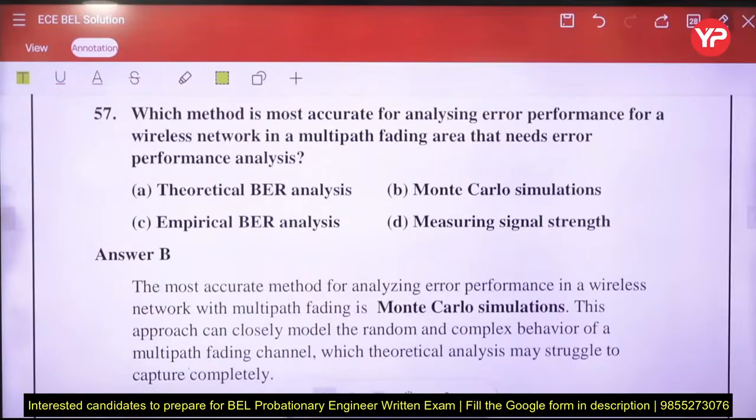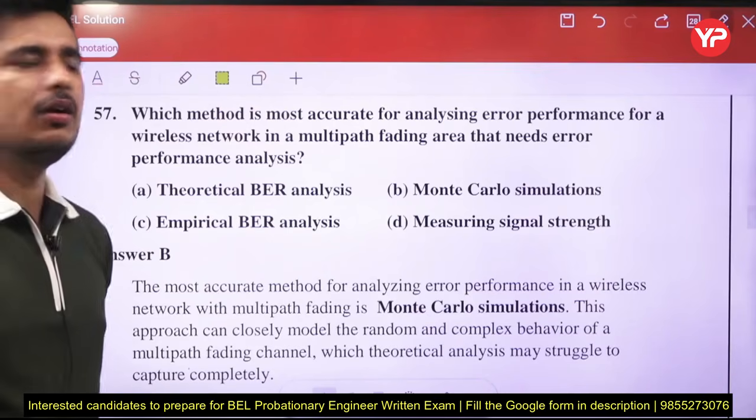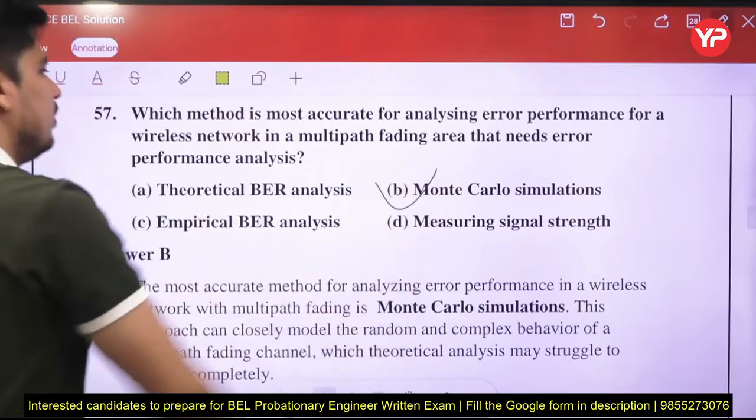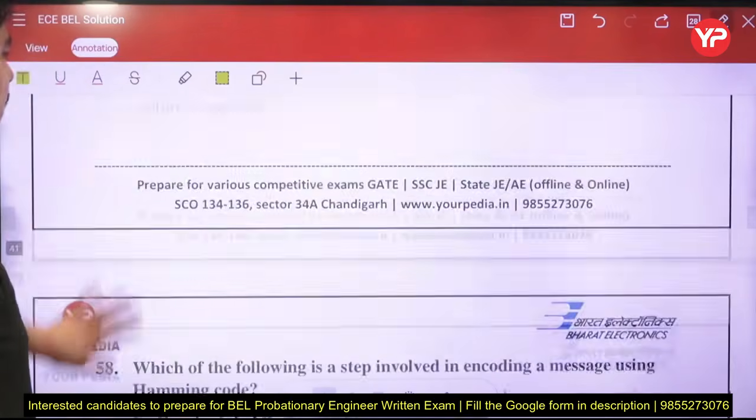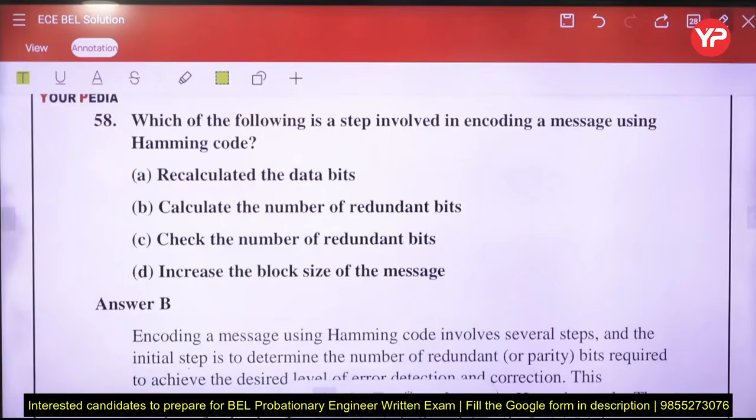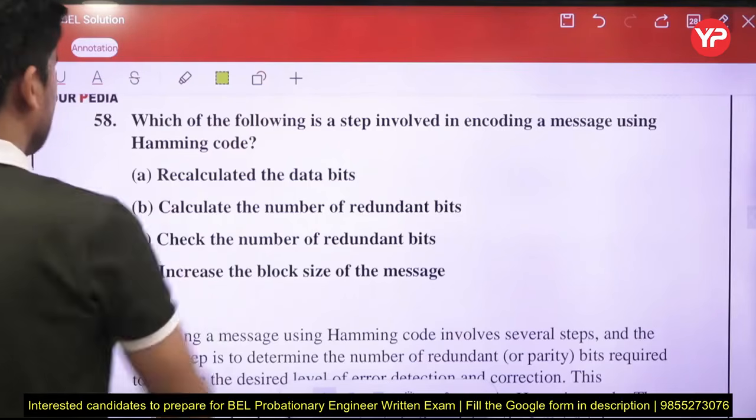Which method is most accurate for analyzing the error performance of a wireless network in a multipath fading area? The needed error performance will be done by the Monte Carlo simulation. The Monte Carlo simulation is generally used for wireless communication. Which of the following is the step involved to encode a message using Hamming code? That will be calculating the number of redundant bits.